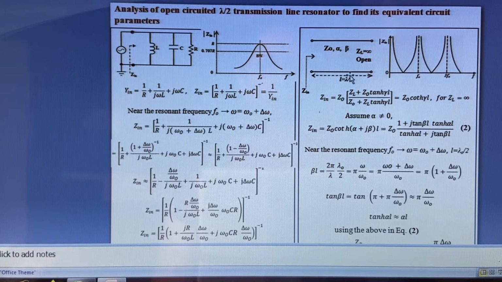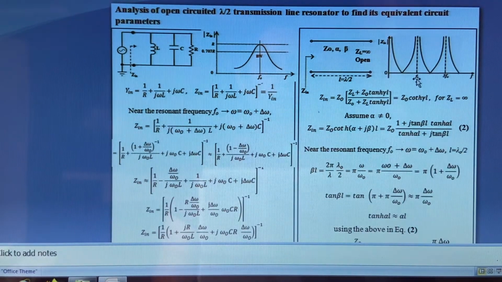So here, for the lambda by 2 open circuited transmission line resonator, the resonant frequency is F0, and this is a magnitude plot of the input impedance of the lambda by 2 open circuited line. As we can see from this figure, input impedance decreases above the resonant frequency, and also decreases below the resonant frequency, and it is very high at the resonant frequency F0. Its length is equal to lambda by 2 at F0, and on either side of the resonant frequency the impedance reduces.